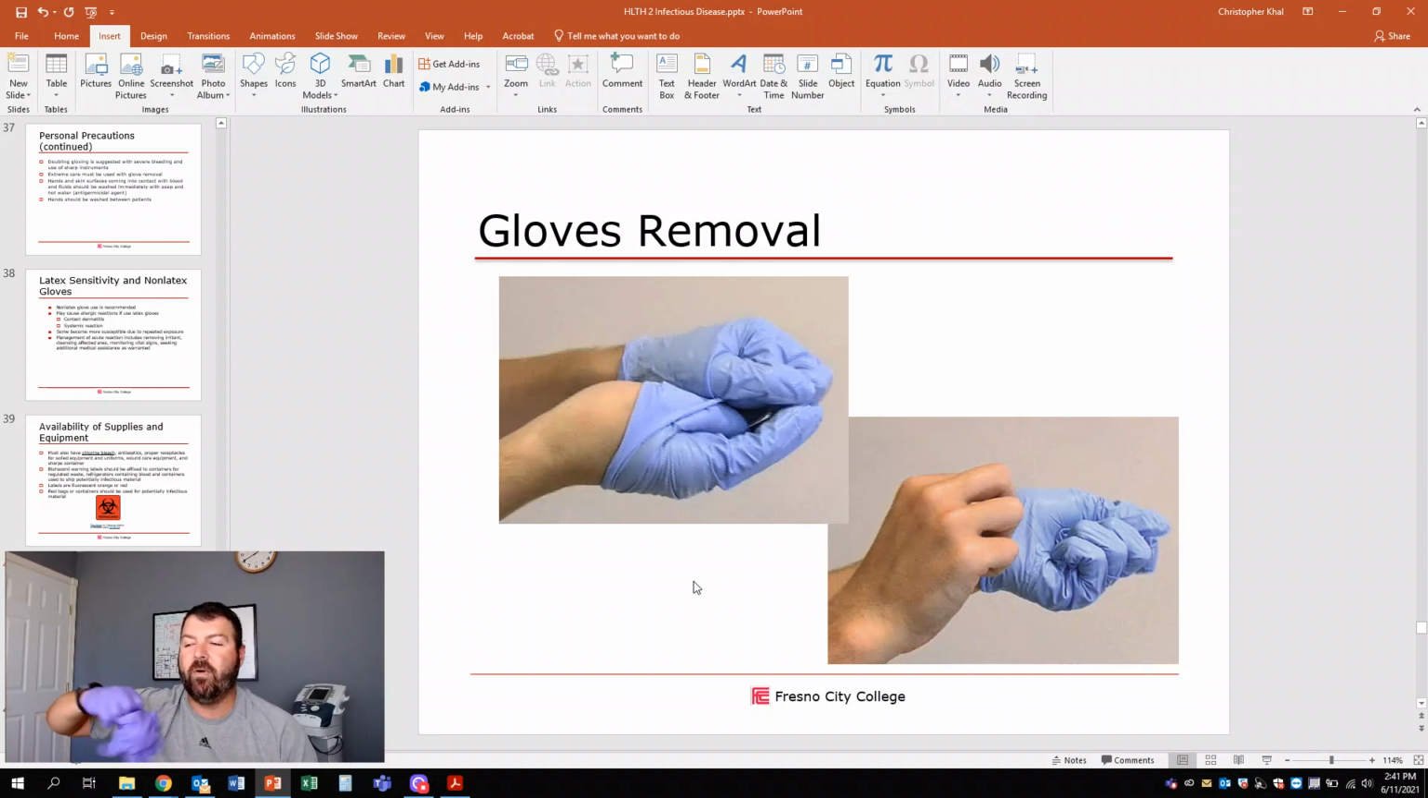I'm going to trap all that biohazard material in this glove. I'm going to take that and put everything in this hand. Now I'll come underneath with a bare finger and pull that over. So now it's double contained. Then I would toss this in a biohazard container.